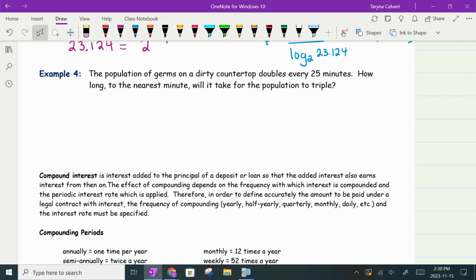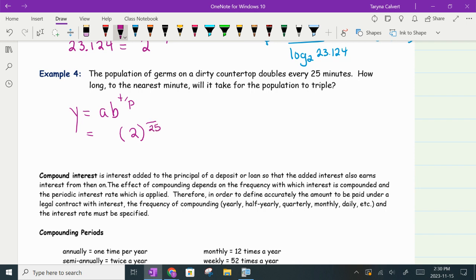All right. So example 4 says the population of germs on a dirty countertop doubles every 25 minutes. How long to the nearest minute will it take for the population to triple? So again, y equals A B to the T over P. So the 25 minutes, well, we'll do our B first. What's our B? Right, so double, so 2. And then the 25 is the P, right, Boston Pizza.